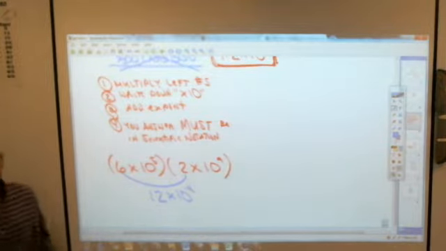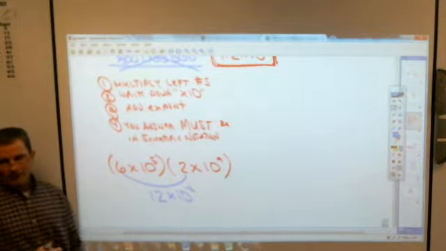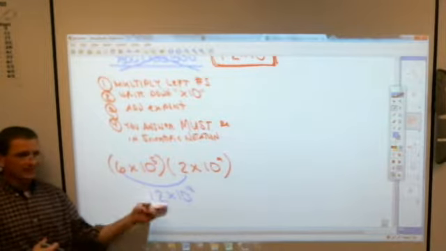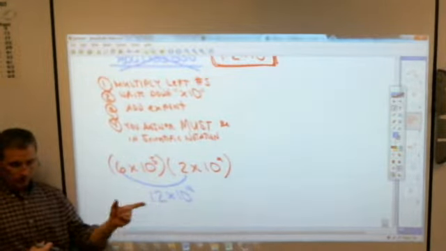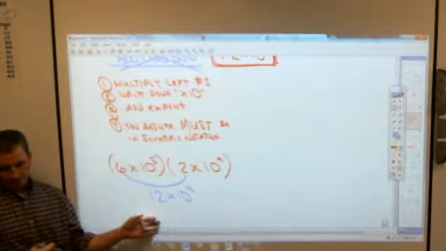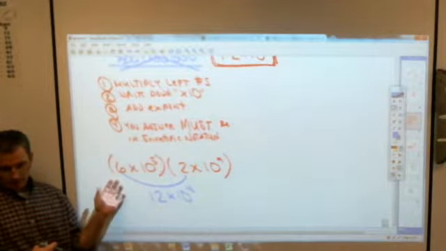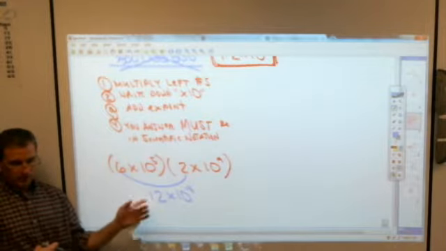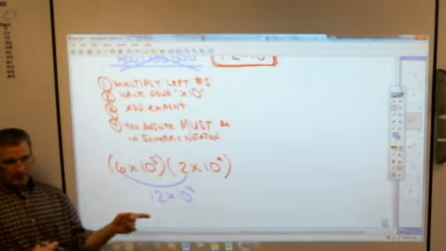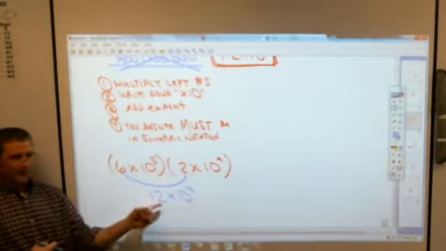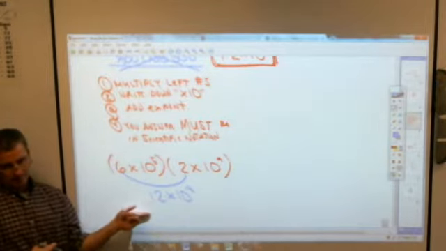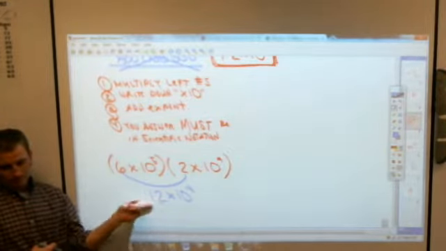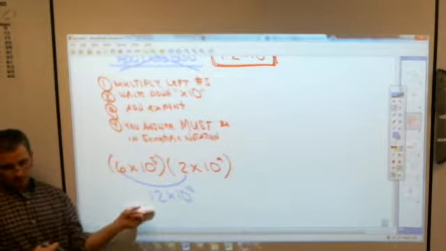If you write this answer down, you would be wrong for the simple fact that this is no longer in scientific notation. Does anybody know why? No, it doesn't have to be in parentheses for scientific notation. Anybody know what's wrong with this? In scientific notation, your number has to be between 1 and 10. And it's a 12. Okay?